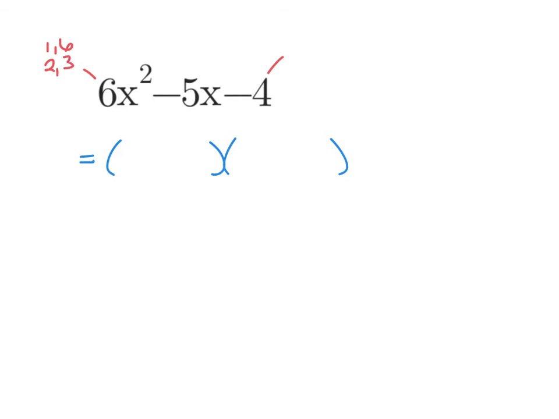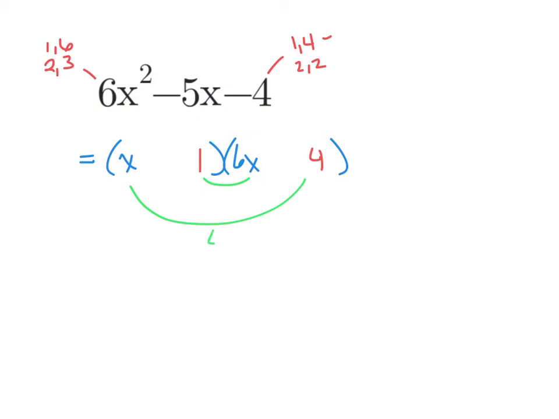On the other end, 4 is not prime either. We get 1 and 4 or 2 and 2. And now you just got to start guessing and checking. Start putting in some pairs. With the 6, we can go through 1x and 6x. And then start checking the other side. So go with 1 and 4, put those in here, and check the outside and the inside.